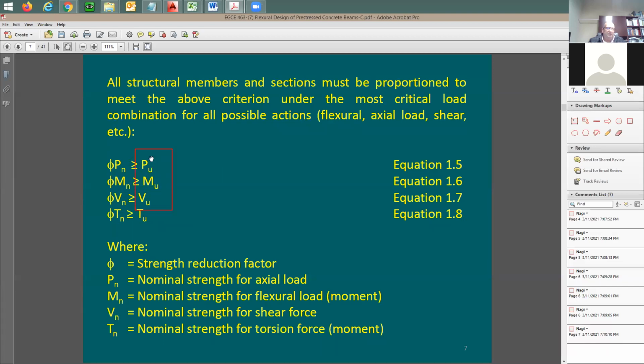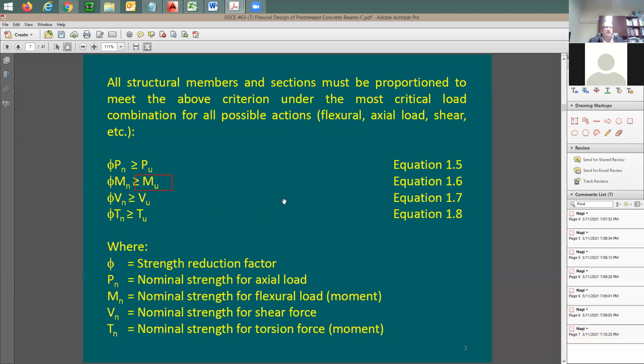It's going to be axial, moment, shear, and torque. Just in case you have torque, it's also going to be T sub U. For this slide set, we're going to be working on M sub U, the moment demand, the factored demand.